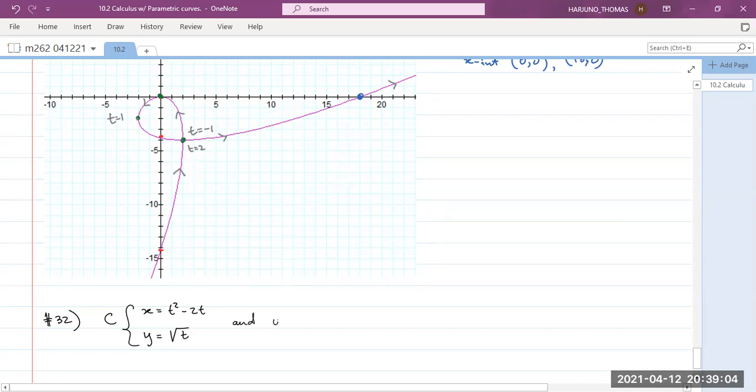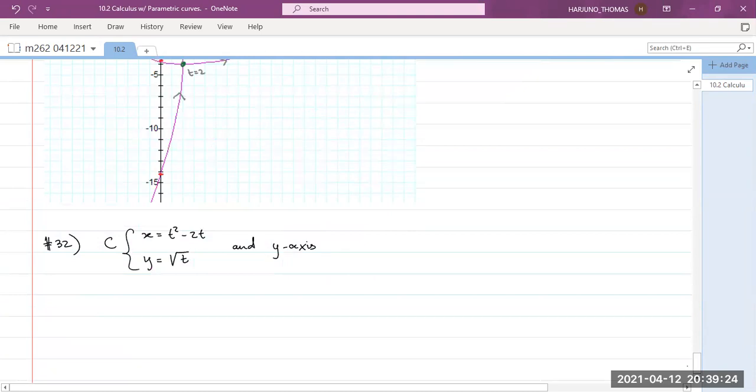and y-axis. Oh shoot, do we need to graph this first? When in doubt, choose even. And y-axis. I honestly don't know how to do this. I don't even know what the graph looks like. So let's do some, how will you do this, Thomas?